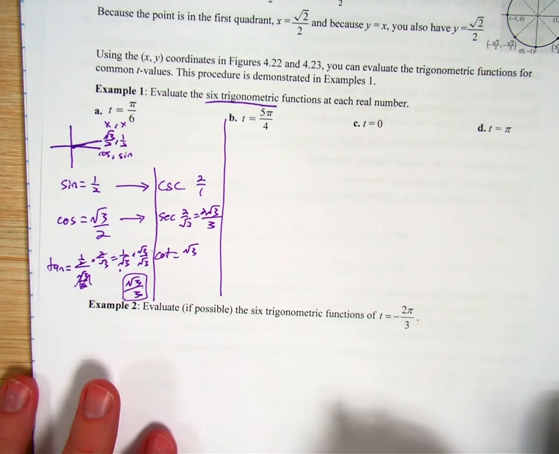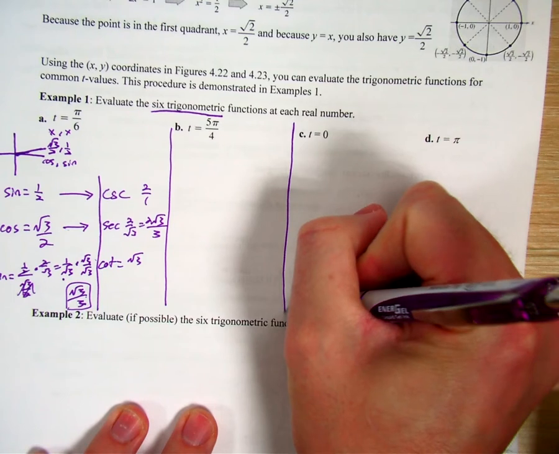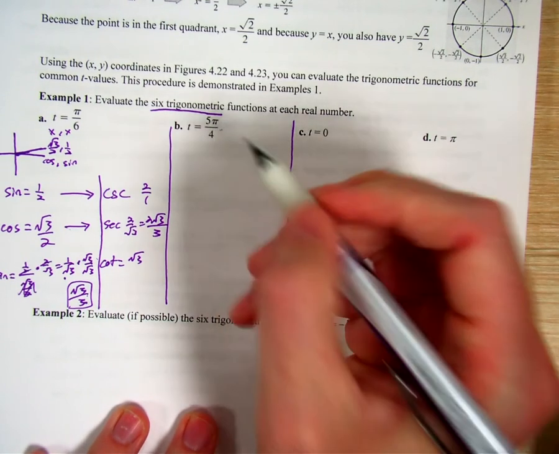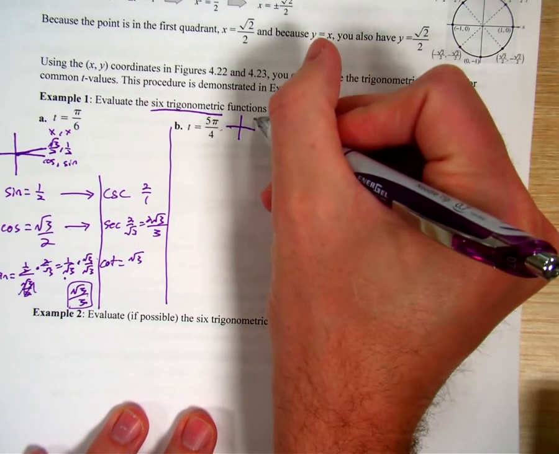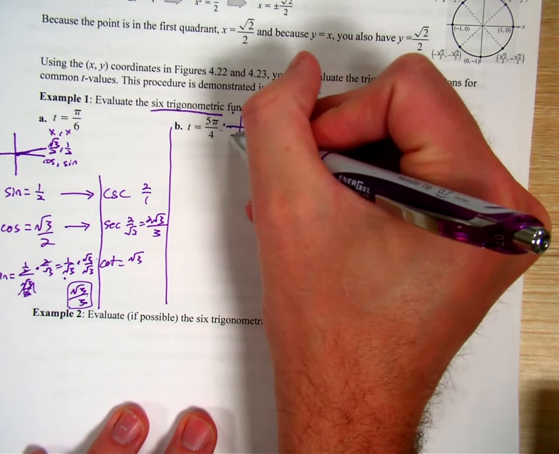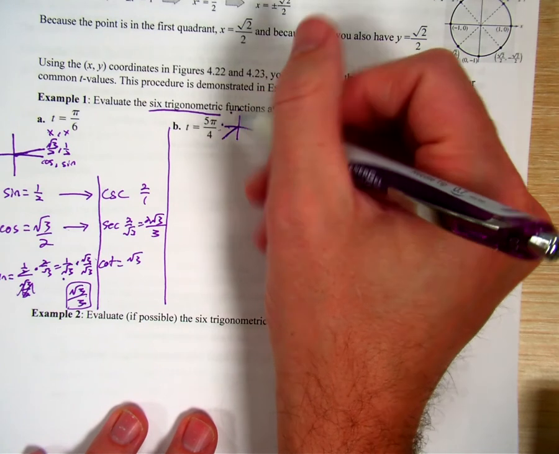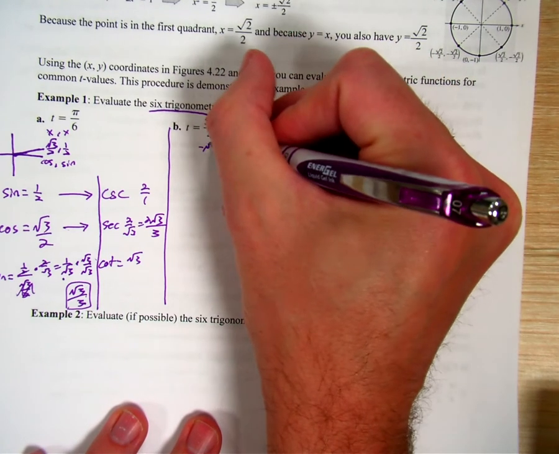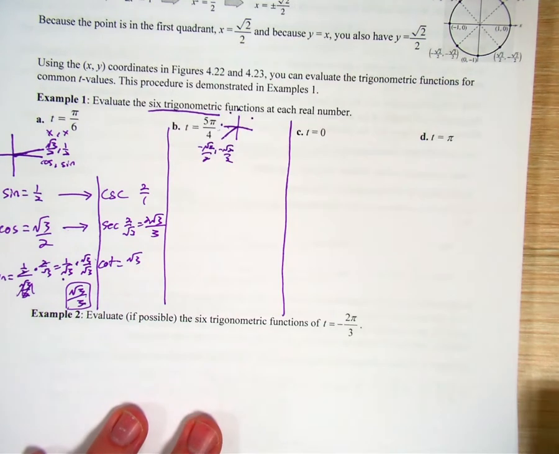Alright, let's do a fun one here, because that one wasn't fun. Let's do a fun one. 5 pi over 4. Again, I like to do a little quick sketch. We got 1 pi over 4, 2 pi over 4, 3 pi over 4, 4 pi over 4, 5 pi over 4. So we are negative, negative. That's going to be negative radical 2 over 2, comma negative radical 2 over 2.